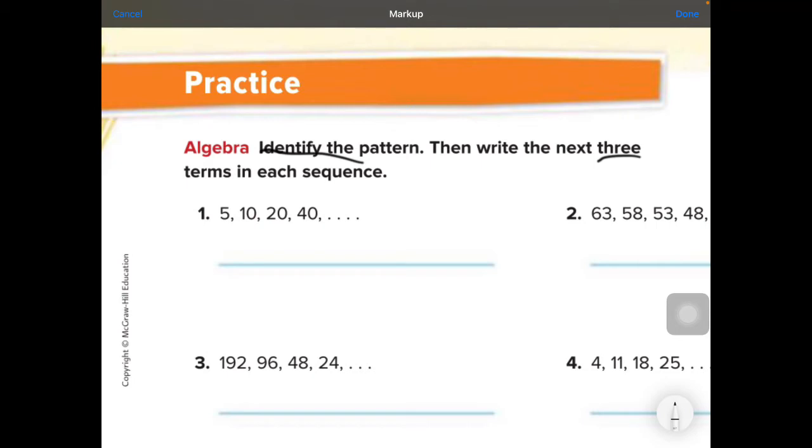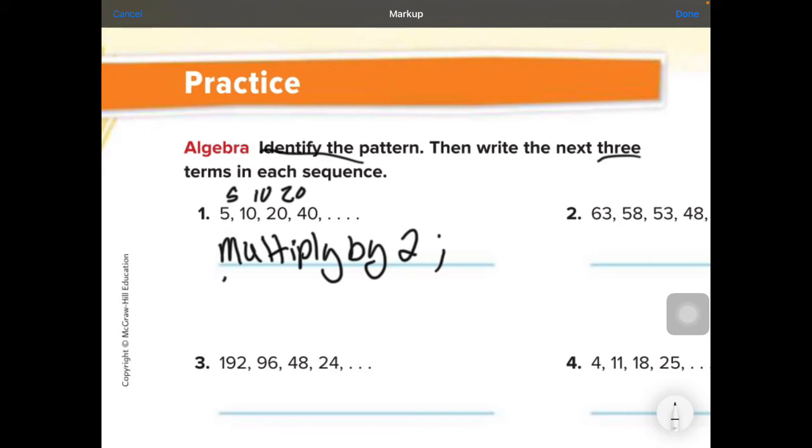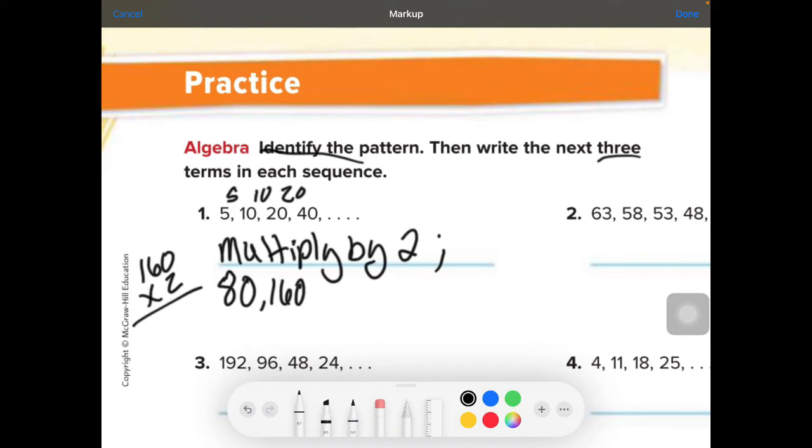Looking at it, looks like there are 5 in between this one, and there are 10 in between this one, and 20. And looking at that, it looks like they are doubling each time. So when you double, you're multiplying by 2. Okay, now we need to do the next 3 terms or the next 3 spots. So 40 times 2 is, and then 80 times 2. Okay, 160 times 2. I need to see you write this over to the left.